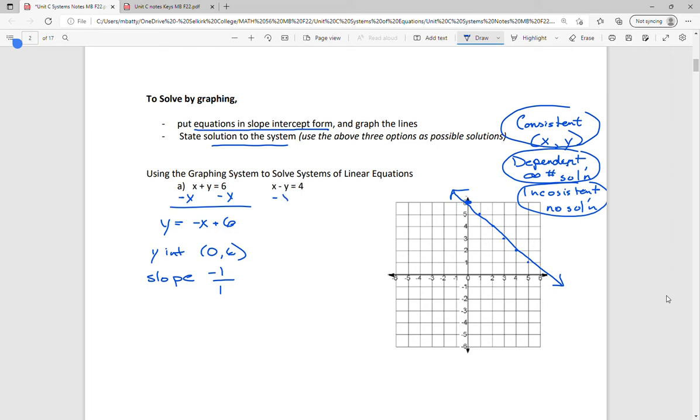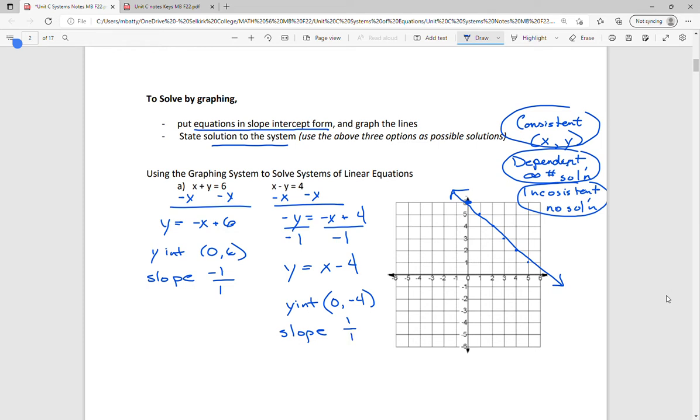So the other equation I'm going to put in slope-intercept form. I'd have negative y equaling negative x plus 4. Pesky negatives, I'm dividing both sides by negative 1 to say that y equals x minus 4. So interpreting this, my y-intercept for this second equation is 0 and negative 4. That's an ordered pair, that's a location on the graph. And then my slope is the instructions to get to another ordered pair on the graph. So that's 1, or 1 over 1.